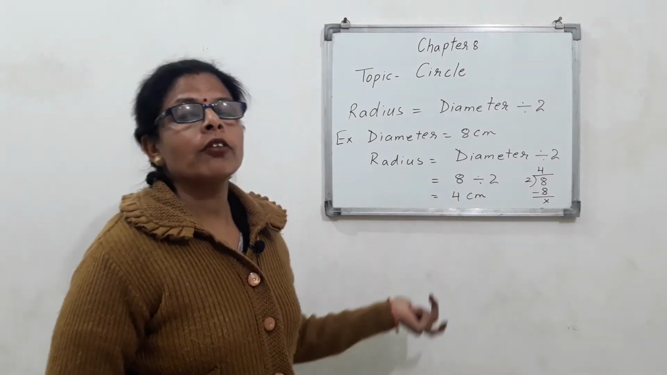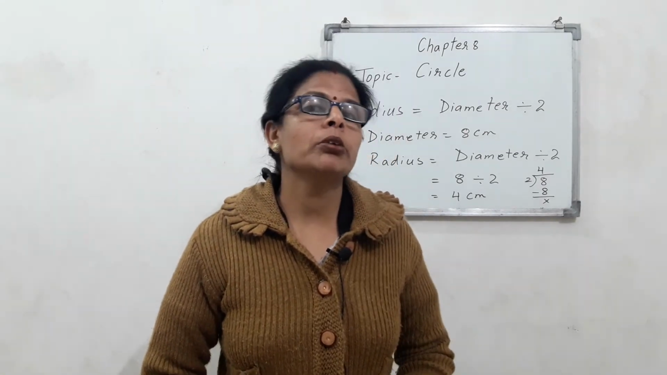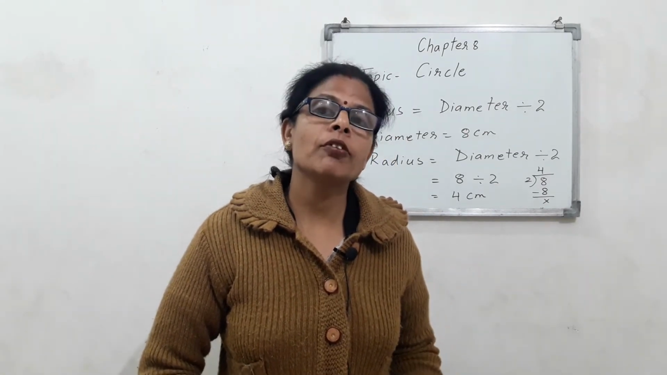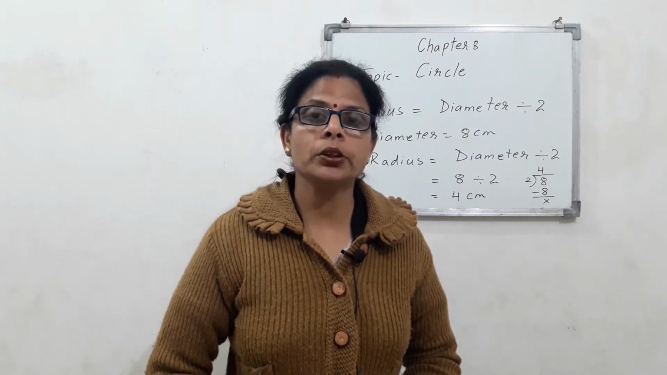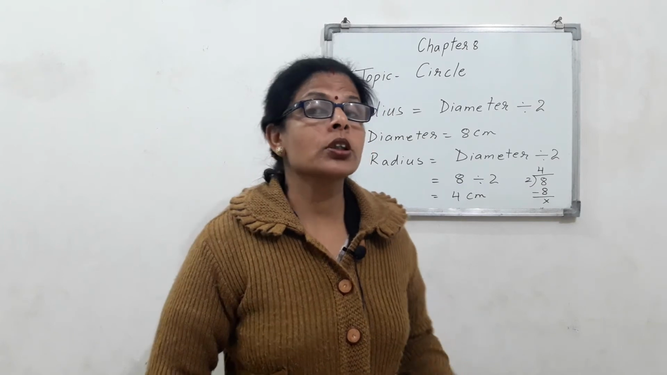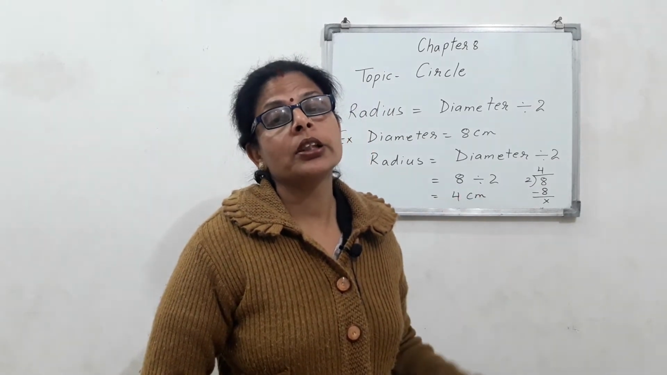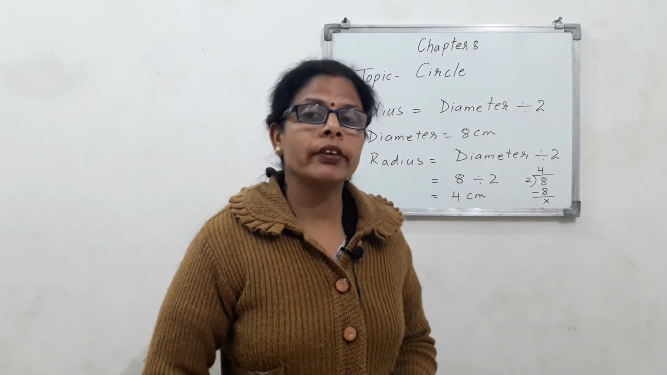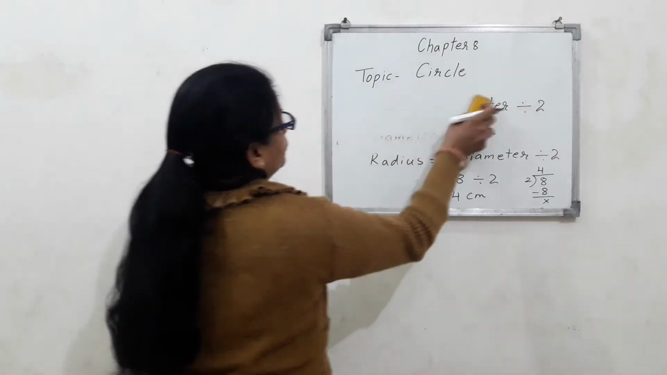So when we have to find the radius, we have to divide the diameter by 2, and when we have to find the diameter, we have to multiply the radius by 2. Is it clear? Because radius is half of the diameter and diameter is double of the radius. Clear? Now we'll do the exercise.